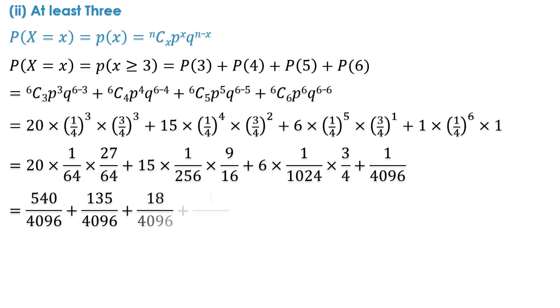Ignore the additions right now because multiplication comes first, and then because all the denominators are the same, add the numerators. You get 694 upon 4096, and your answer will be 0.1694. So the probability that at least 3 telephone lines remain busy, that means 3 or 4 or 5 or 6 telephone lines remain busy, is 0.1694.